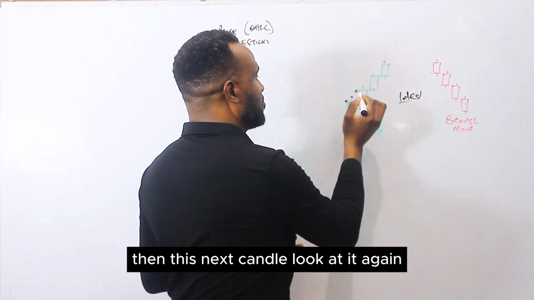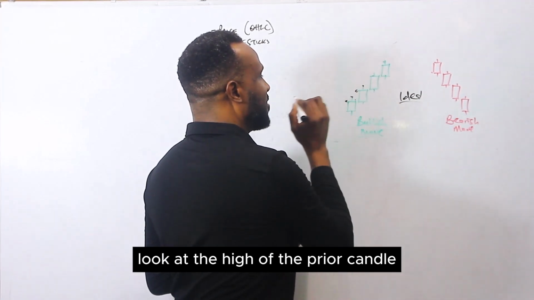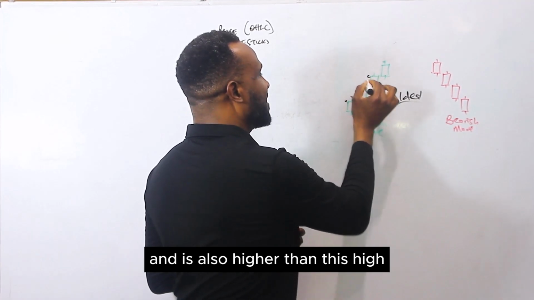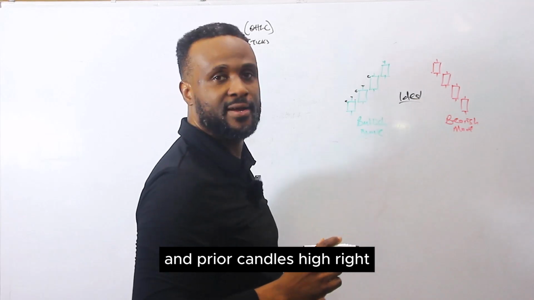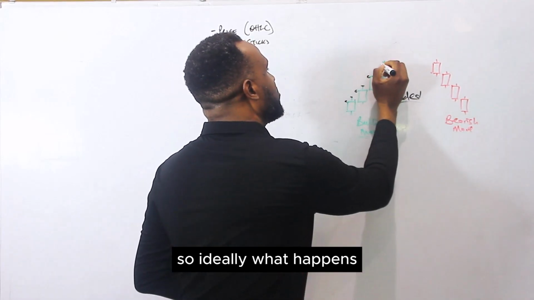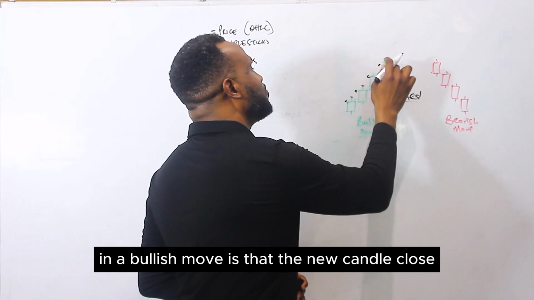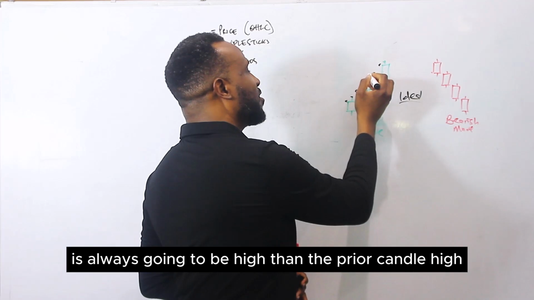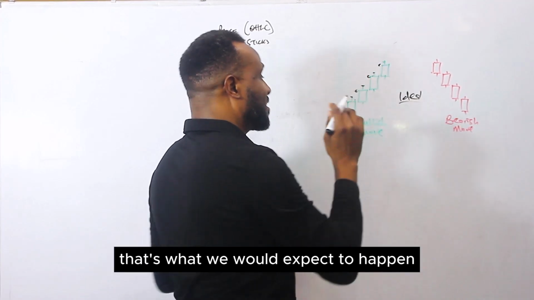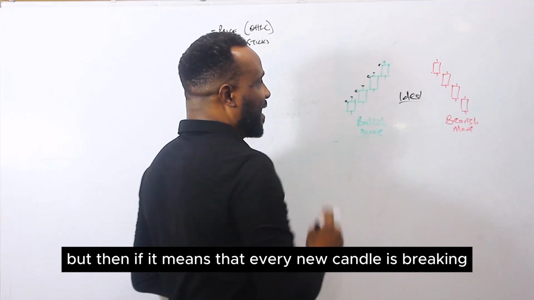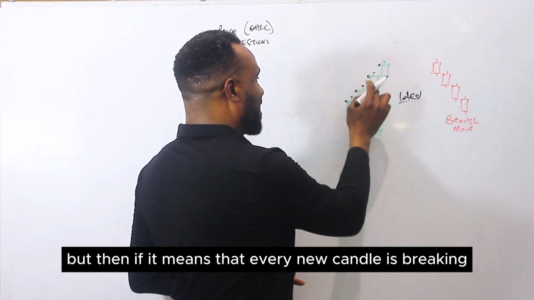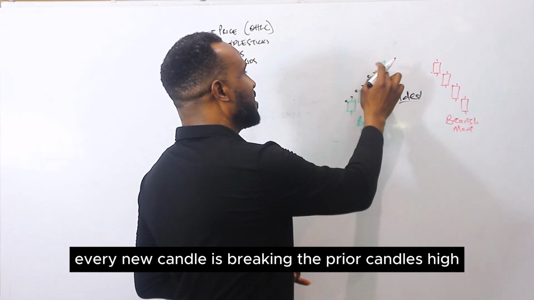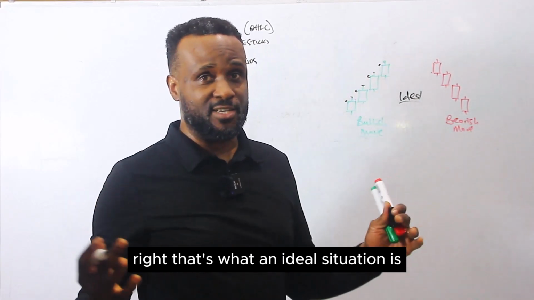Then this next candle, look at it again. Look at the high of the prior candle. This close here is higher than this close and is also higher than the prior candle's high, right? So ideally, in a bullish move the new candle close is always going to be higher than the prior candle high and prior candle close. That's what we would expect to happen. It means that every new candle is breaking the prior candle's high. That's what an ideal situation is.